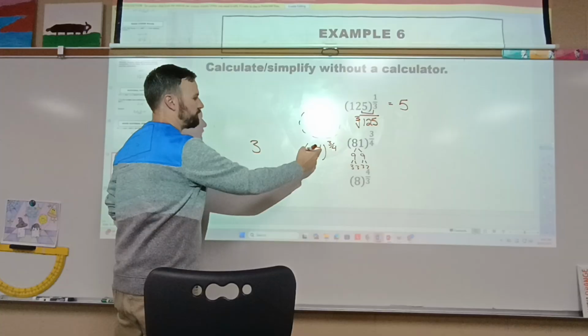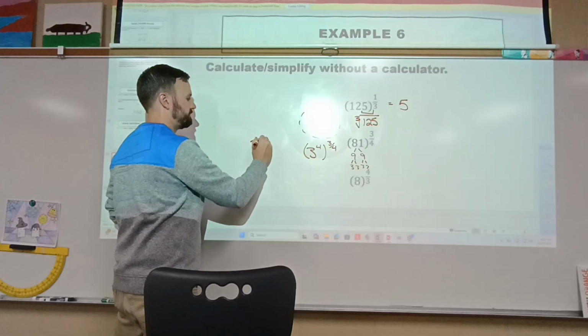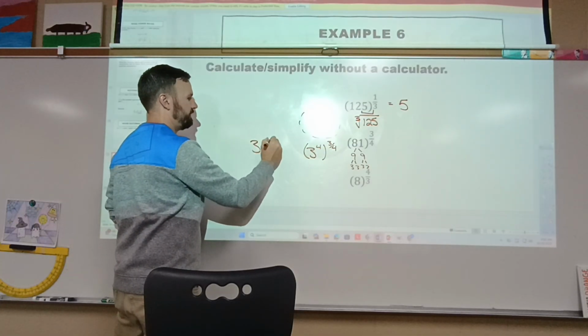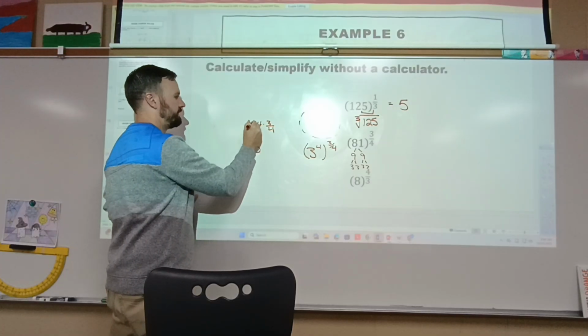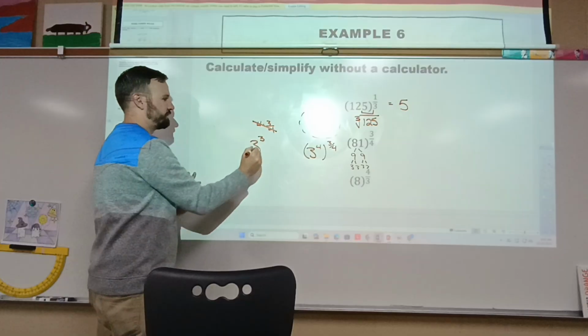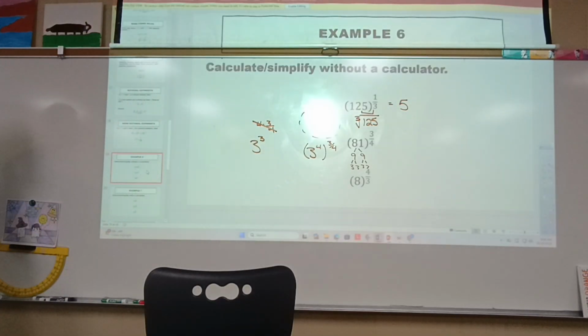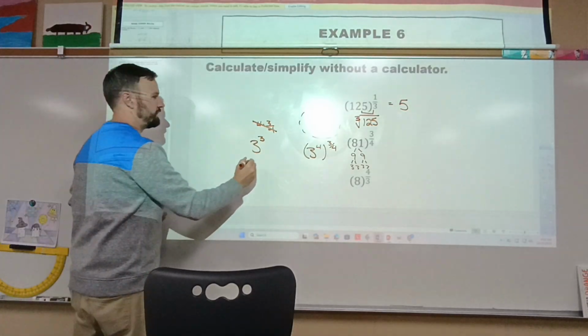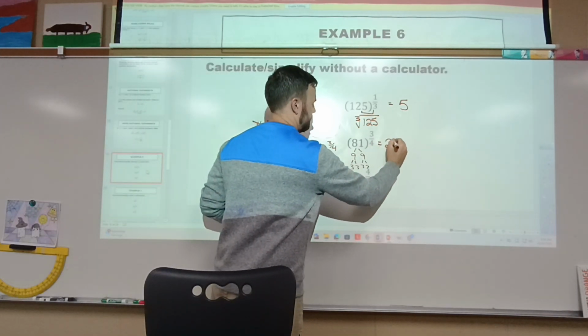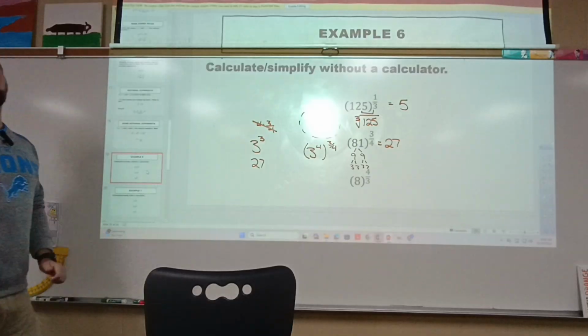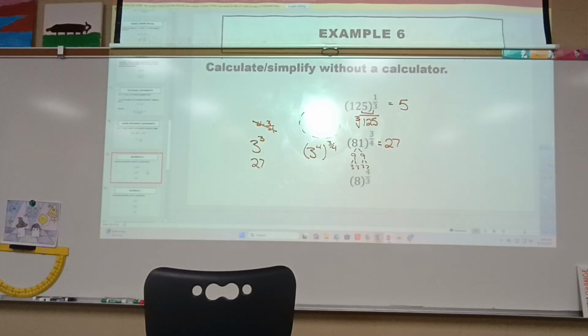What do I do with my exponents for a power to a power? You multiply them, right? So what's 4 times 3/4? 4's cancel, right? It's 3 to the 3rd. 3 to the 3rd is 27. Okay? So I'm not going to spend a lot of time on this. I just wanted to show you that that's a way. If you change your base, you can do complex exponents without using your calculator.